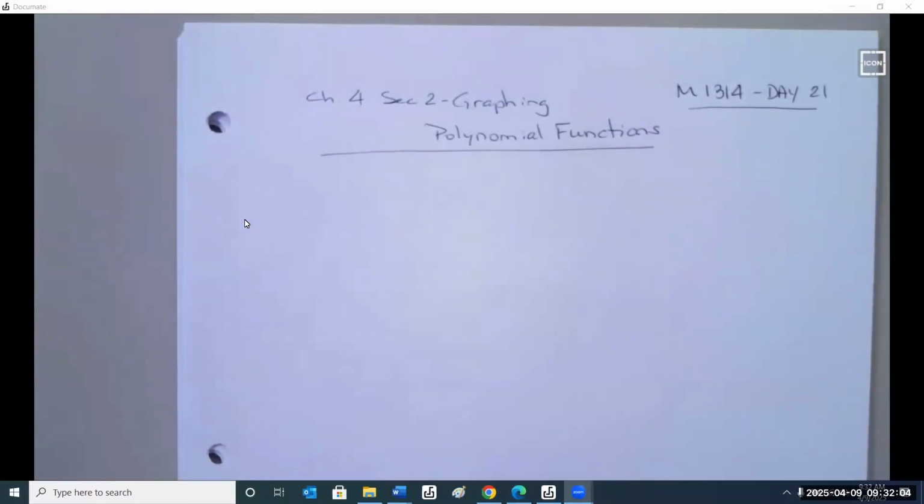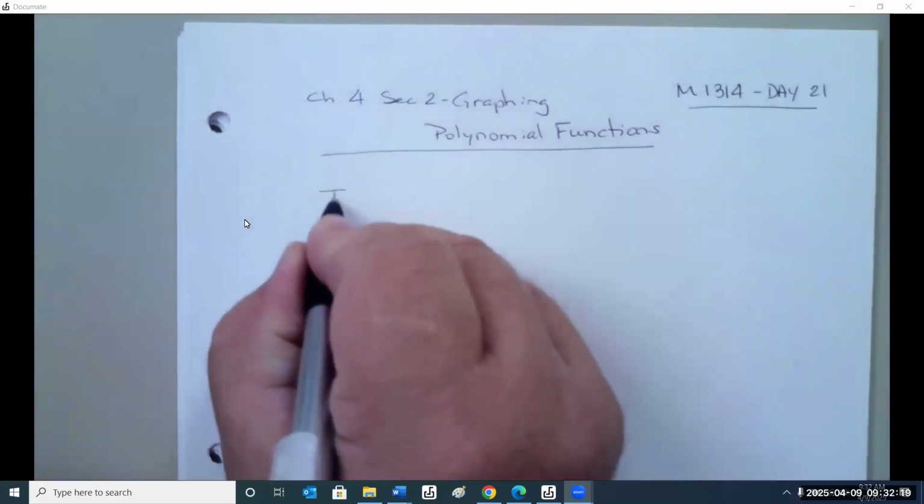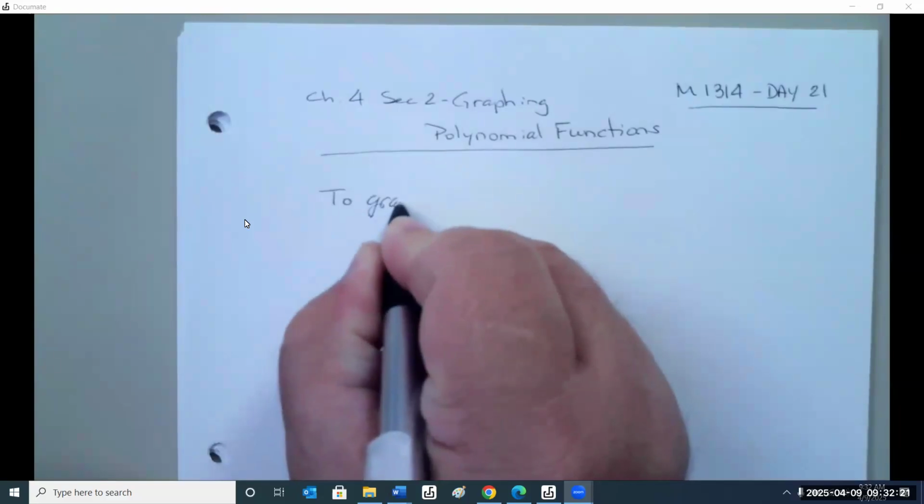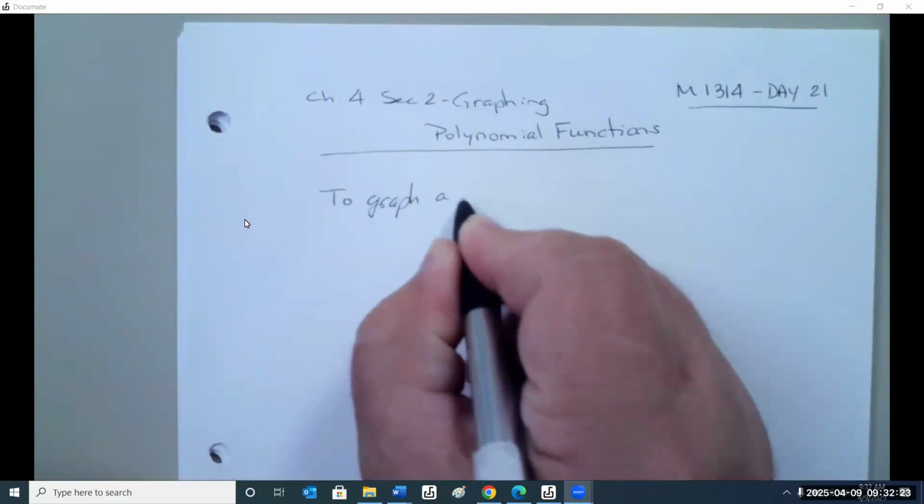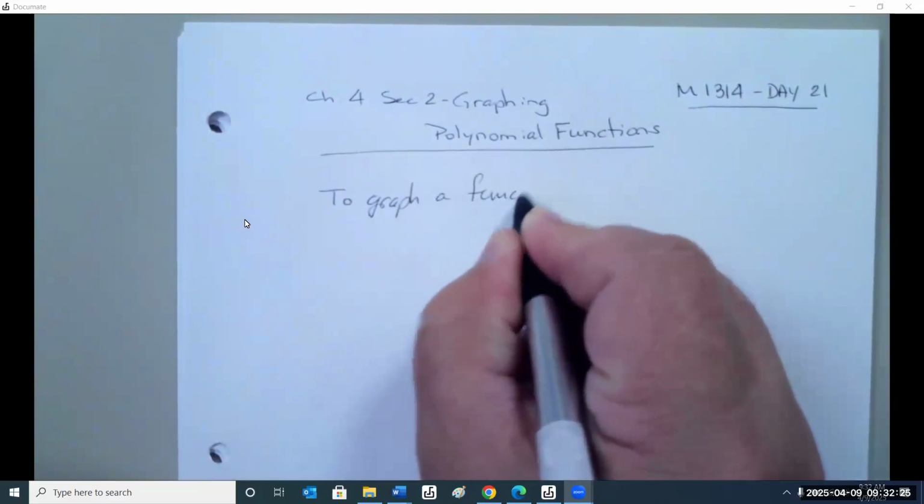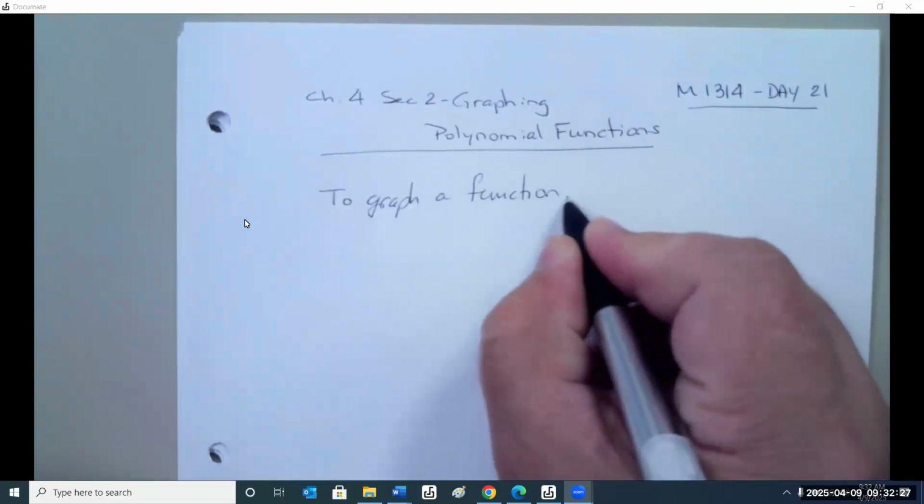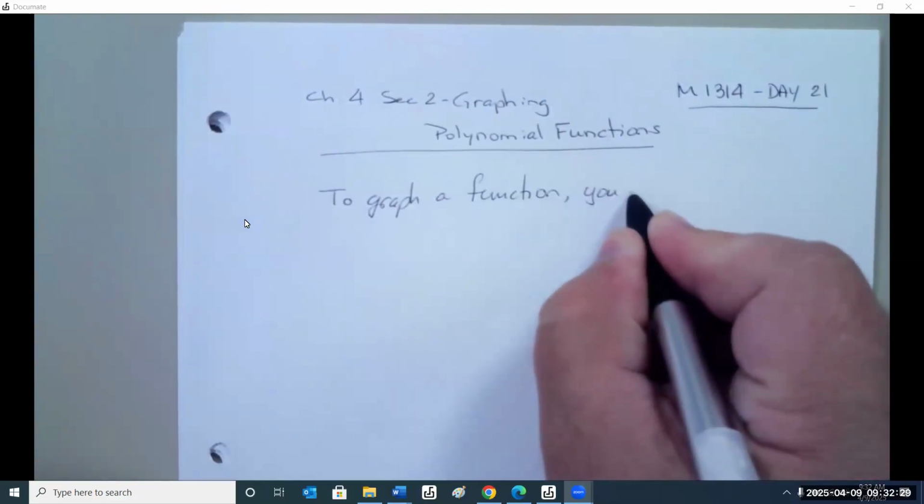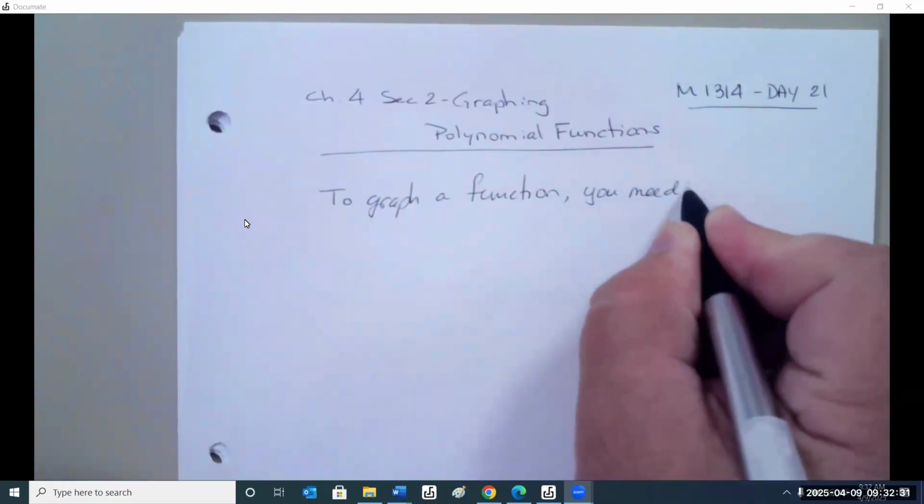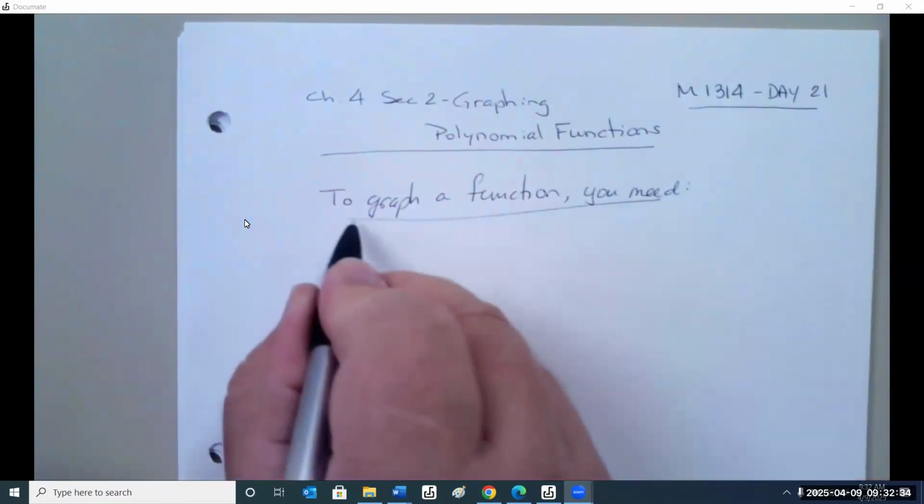This next section, graphing polynomial equations, is pretty short and sweet because we're talking about, with what we're given so far, what do we need to do? What do we need in order to draw a graph of a function? To graph a function, what are the pieces you need?